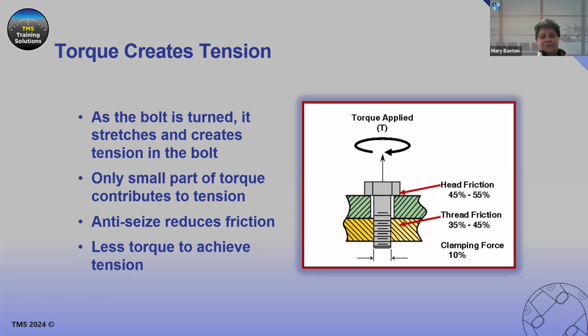Anti-seize reduces the friction in the bolt threads. Here we're talking about friction within the bolt threads itself. If we put anti-seize on, we create less friction in there, so it requires less torque to achieve the proper amount of tension or clamp load in the bolt.